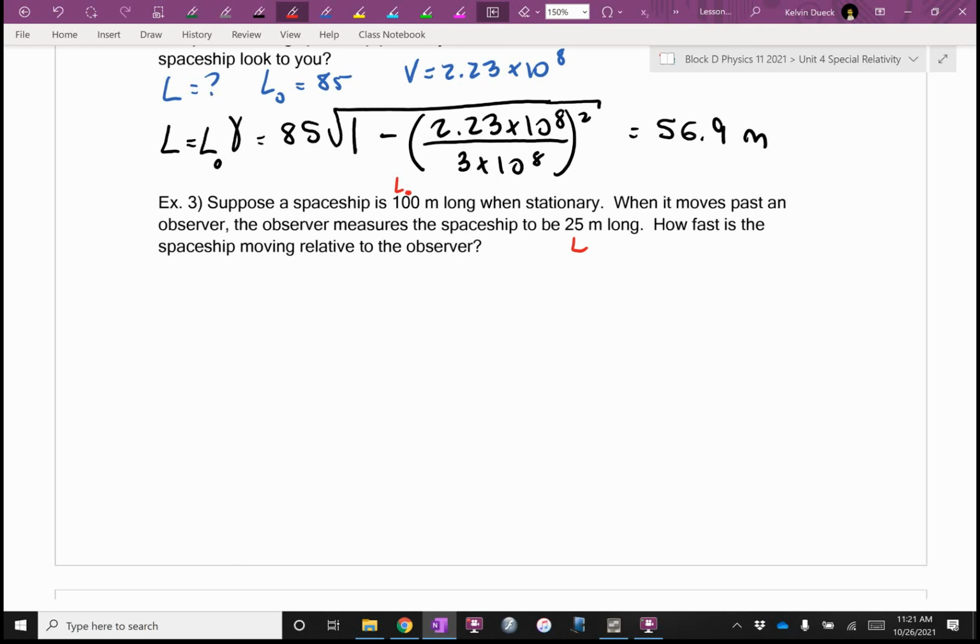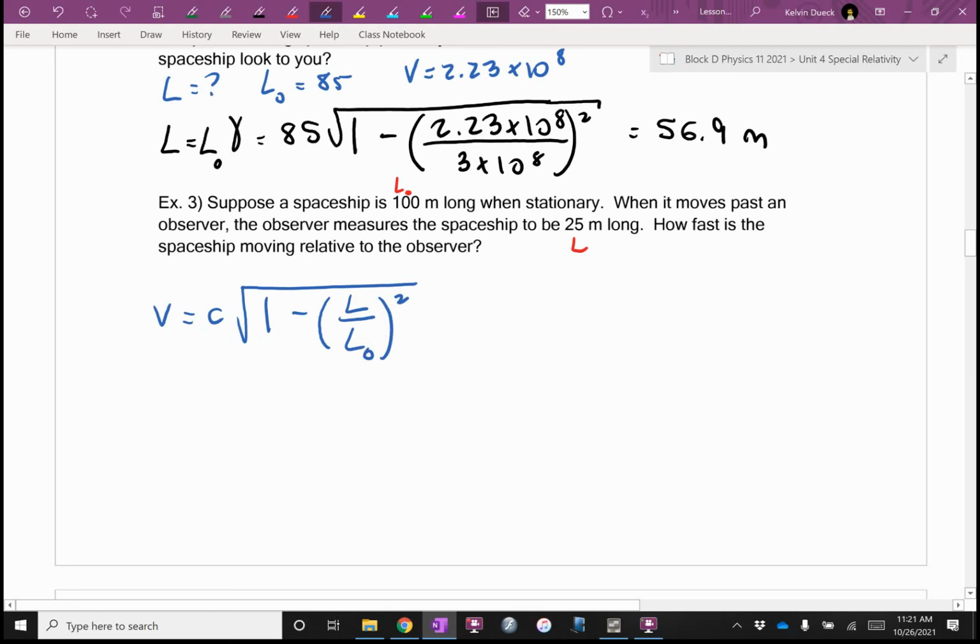How fast? Oh, on the back of your green sheet, is there a V equals equation that has L's in it? Brea, can you read me that one, please? I'll give you a hint. V equals, and I think there's a C. Sorry, C square root of what? 1 minus... I choose to write that as L over L0 all squared because it's just less typing on my calculator.